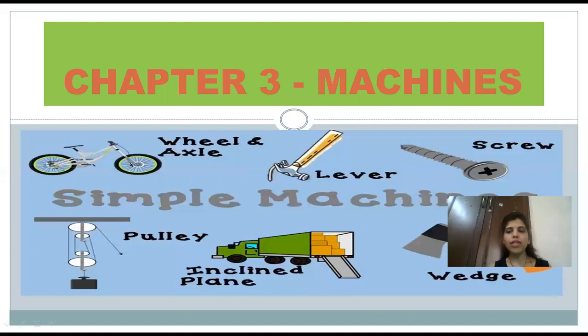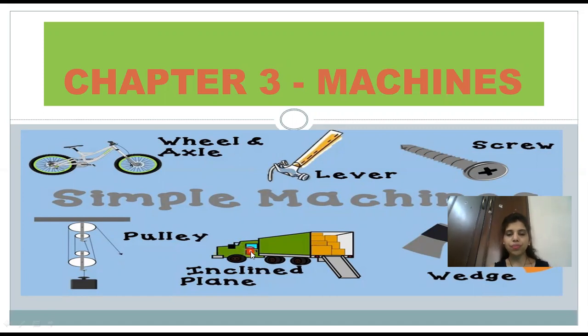Hello children, welcome to the third chapter of physics, that is machines. So let us see, here you can see on the screen itself there are different simple machines which I have shown. So we are going to understand different concepts and in detail about these machines.